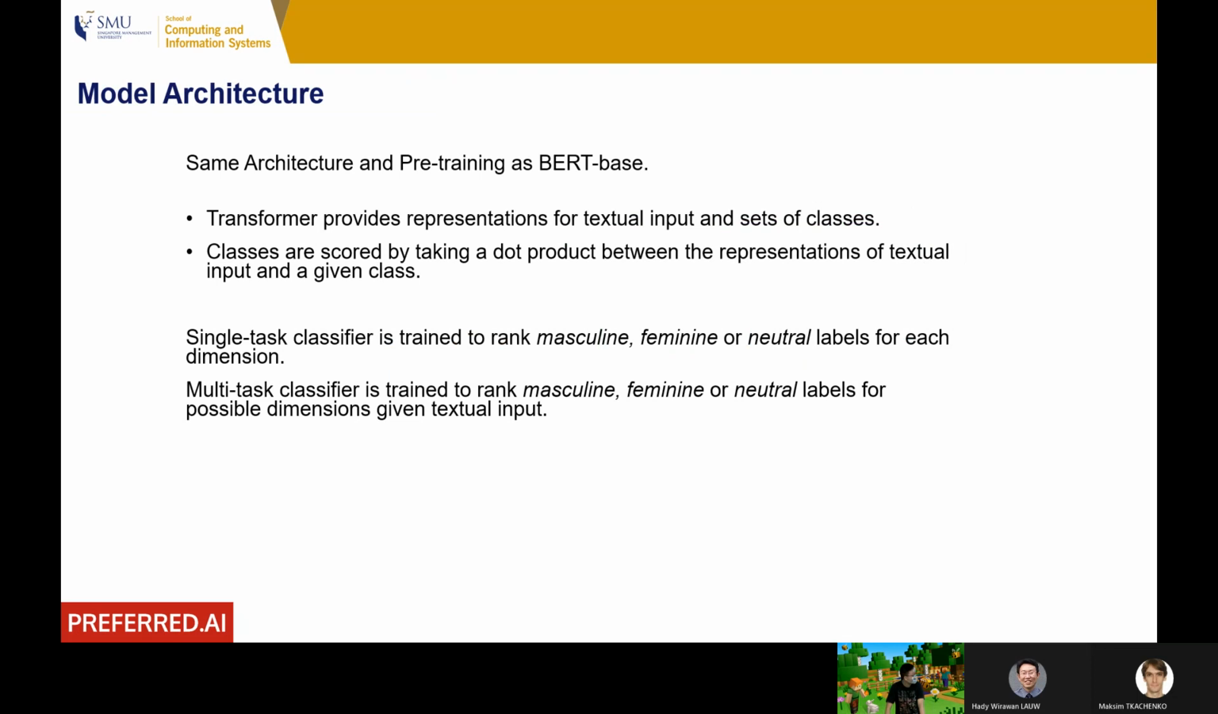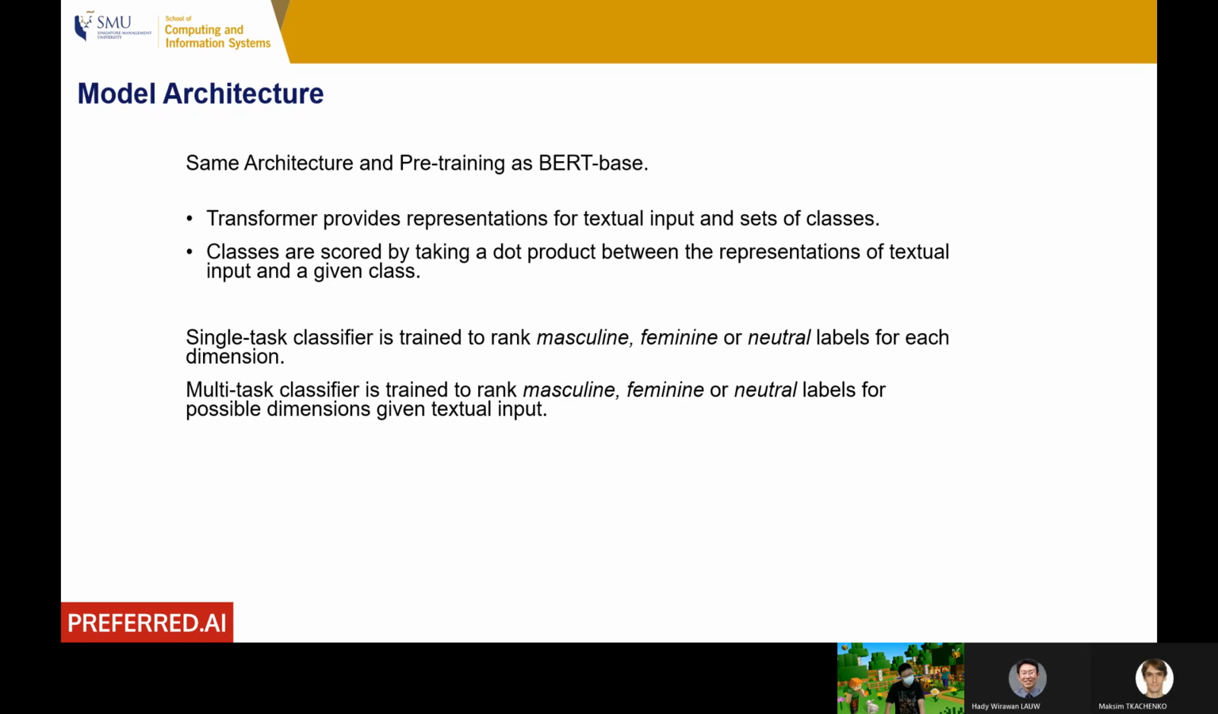For the classifiers, they propose the same architecture and pre-training as BERT-base. The Transformer provides representations for textual input and sets of classes, I guess masculine, feminine, and neutral. The classes are scored by taking a dot product between the representations of the textual input and the given class. I think the inputs are just sentences from their data sets. A single task classifier is trained to rank masculine, feminine, or neutral labels for each dimension.